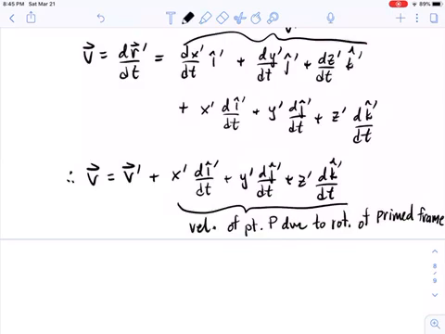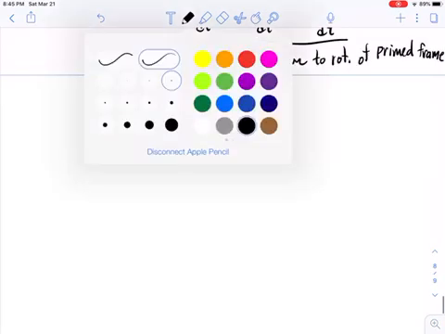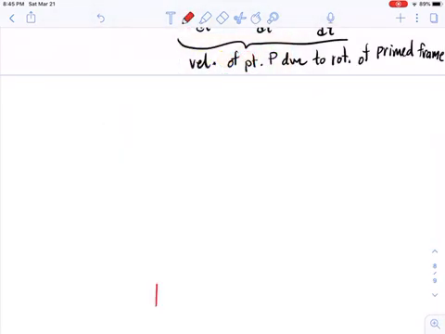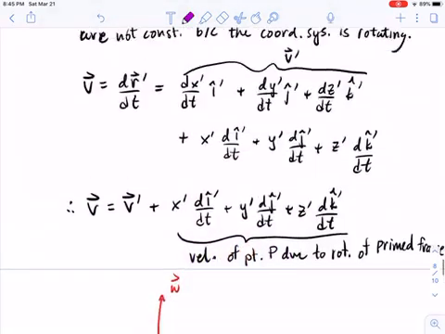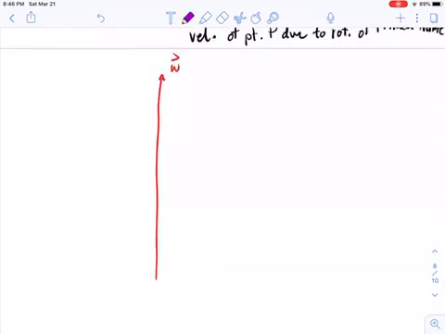Alright, so I'm going to try to draw a picture of what this might look like. We drew omega as a red vector, so I'm going to draw omega as this red vector, vertical for the purposes of this picture. And I think our purple frame was the primed frame, so let me draw the x prime axis of this frame. Maybe it looks something like this, and this is i hat prime at some time t1.